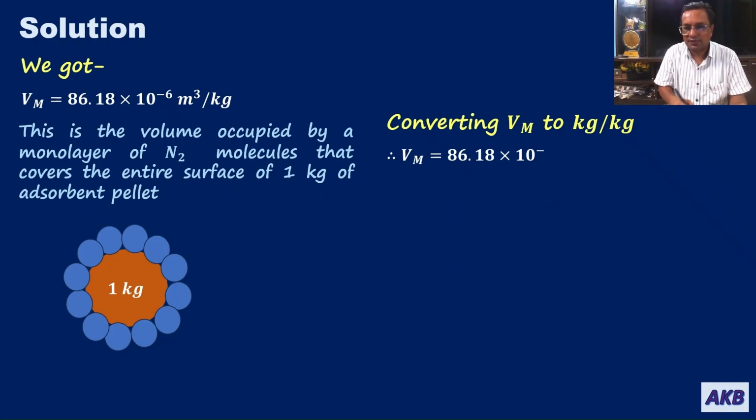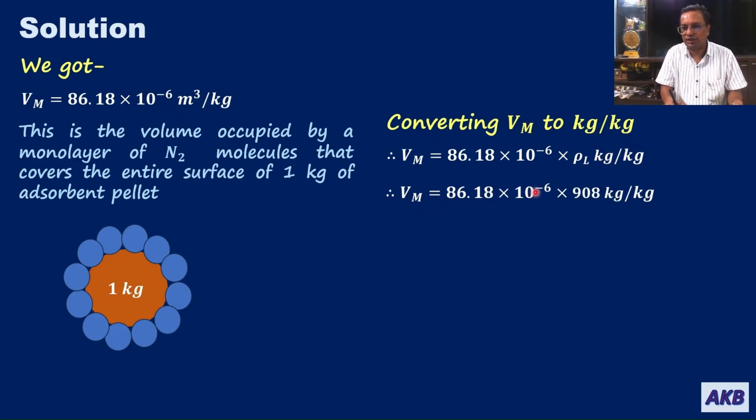So Vm is equal to 86.18 into 10 to the power minus 6, and now I am multiplying with the density of liquid nitrogen that is given to us. So it will be kg per kg. Vm will be equal to 86.18 into 10 to the power minus 6 into 908, the density given to us, kg per kg. That is, Vm will be equal to 0.078 kg per kg. So now meter cube per kg, we have converted it to kg per kg.